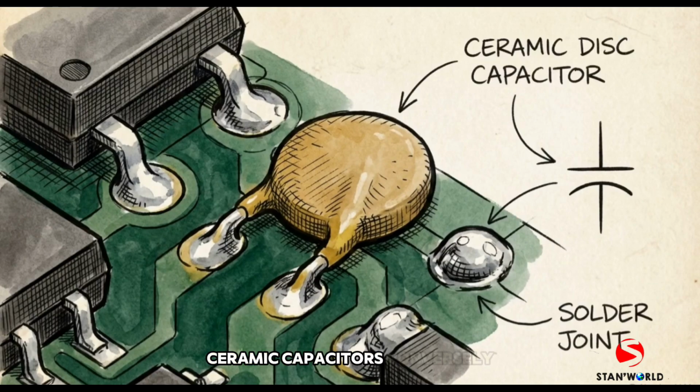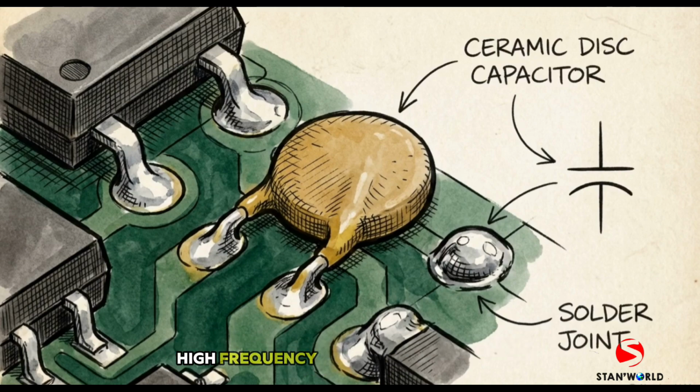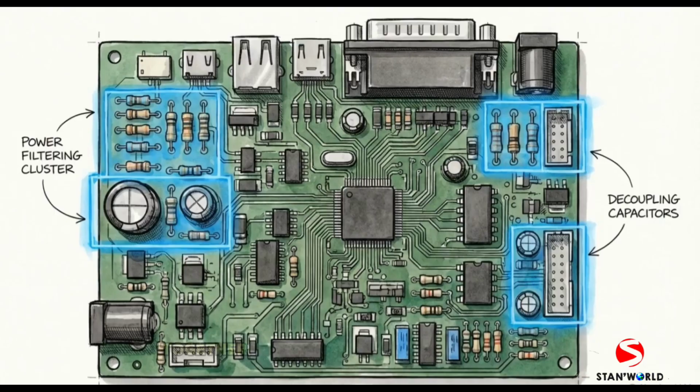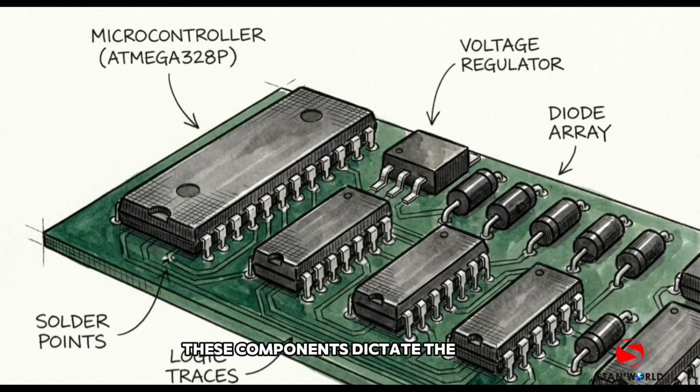Ceramic capacitors, conversely, hold much less charge but are entirely non-polarized. They can be placed in any orientation to suppress minor, high-frequency voltage fluctuations. Together, these passive components form the topography of the circuit, smoothing and restricting raw power before it ever reaches the active logic layer. Once power is conditioned, active semiconductors take over. These components dictate the strict directional flow of current and execute the actual logic of the board.